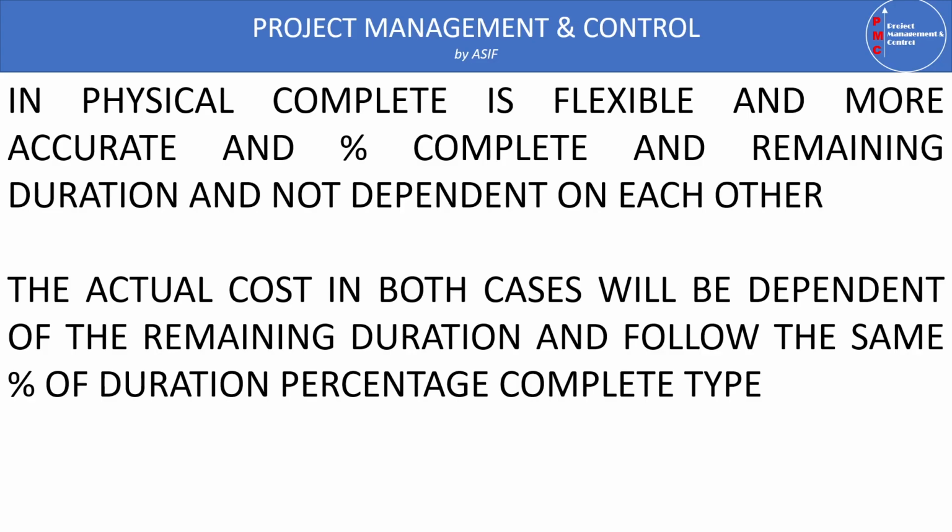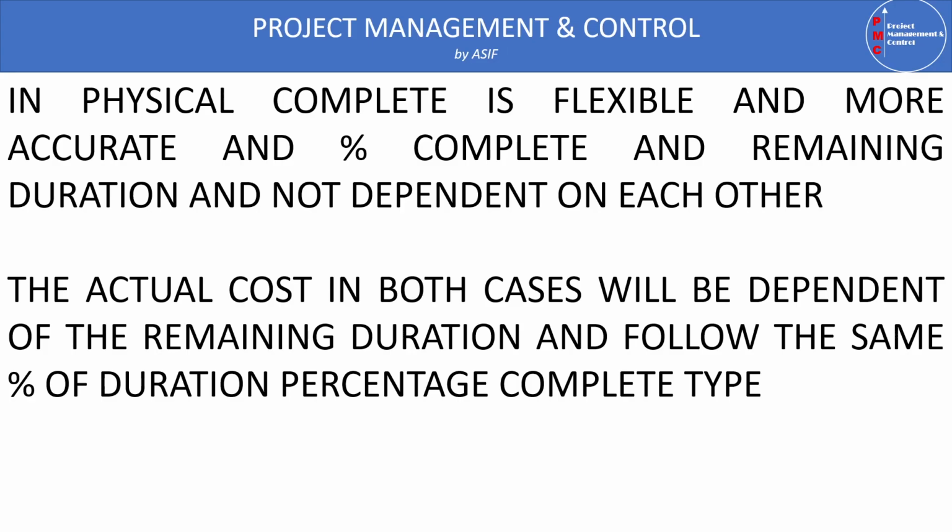So why is it not matching? To avoid this situation, the physical percent complete type is in favor of both the client and the contractor, so that the work done will be shown accurately, and at the same time the remaining duration required will be shown as per the site situation.